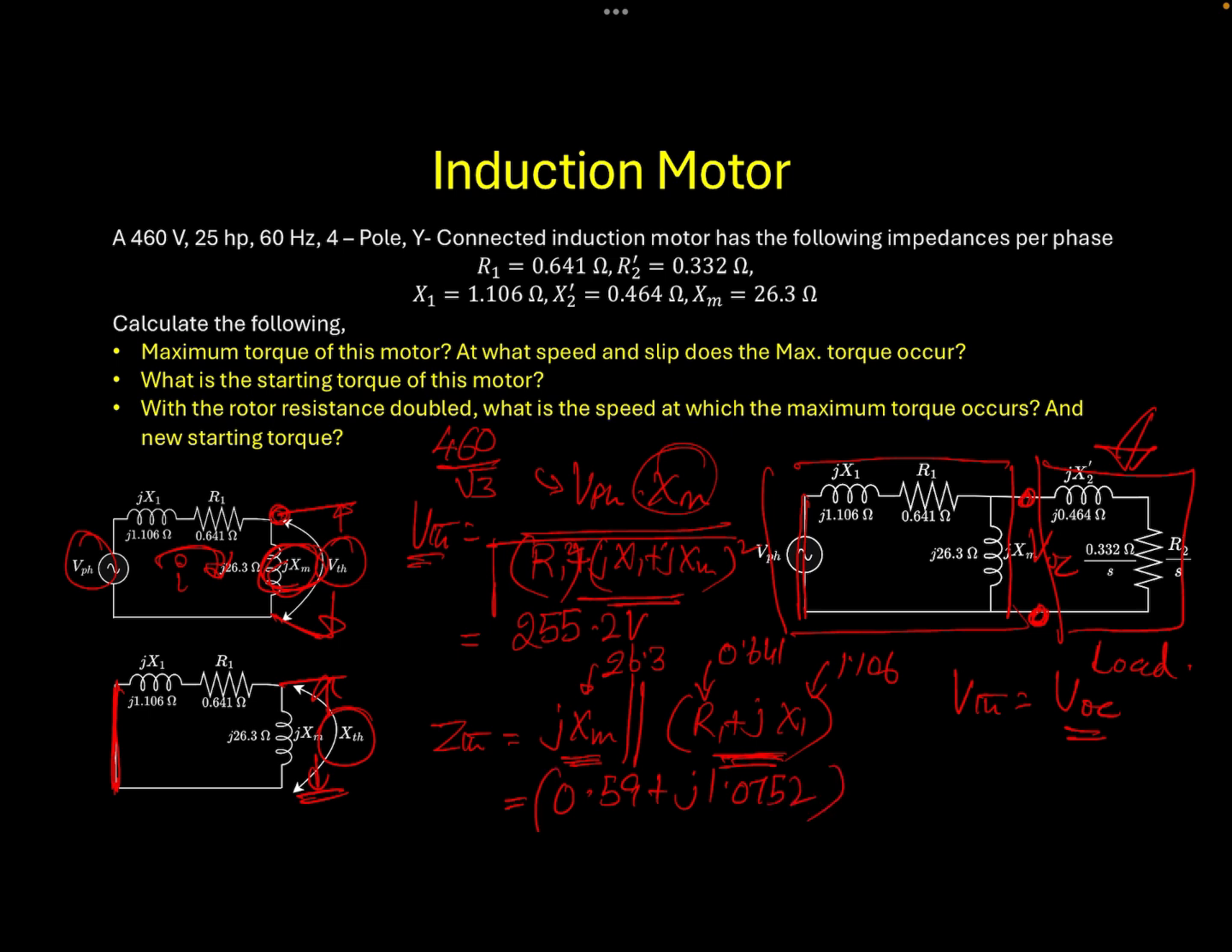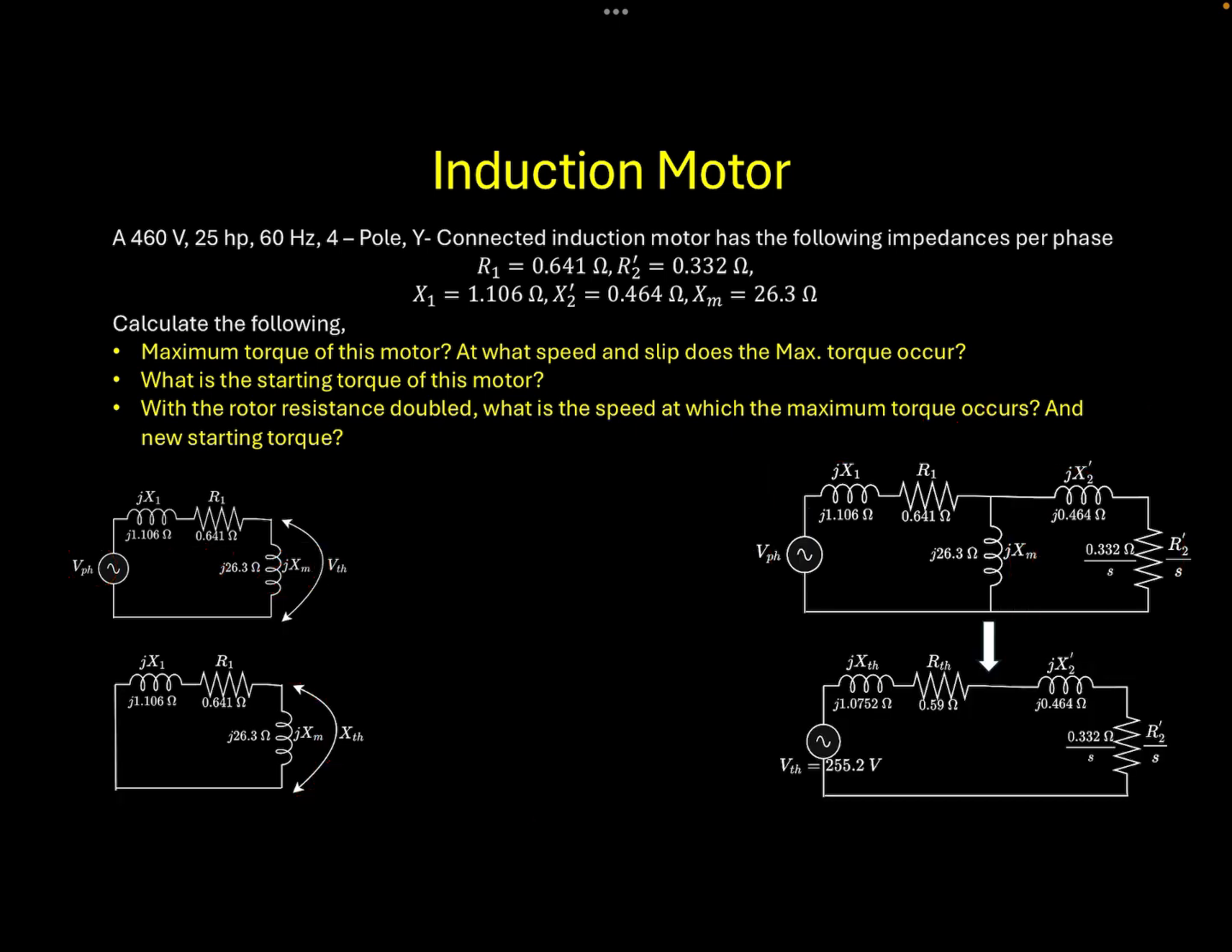That is indicating that you can replace whatever the equivalent circuit that we have on the stator side along with JXM with a voltage source in series with an impedance, and the value of the voltage source is 255.2 volts and the value of the impedance is 0.59 plus J 1.0752. If you do that, then once you replace your stator circuit with JXM by a voltage source in series with an equivalent impedance, we now calculated those equivalent impedance, then this will be your equivalent circuit.